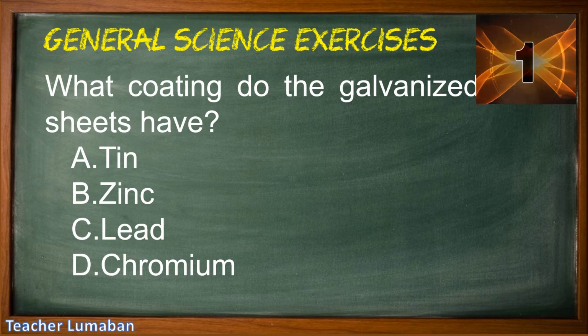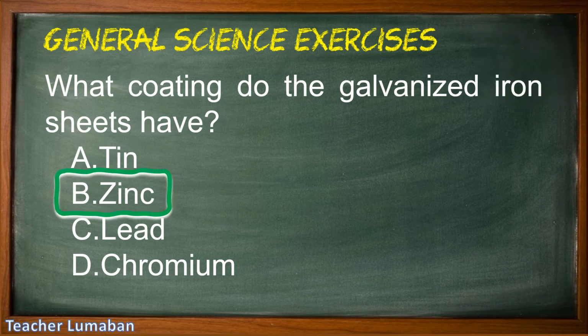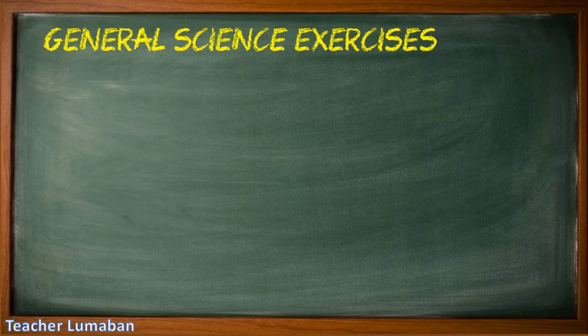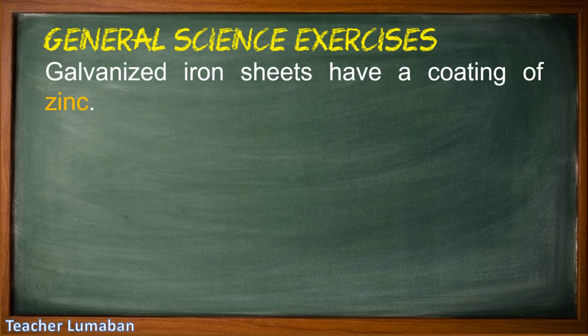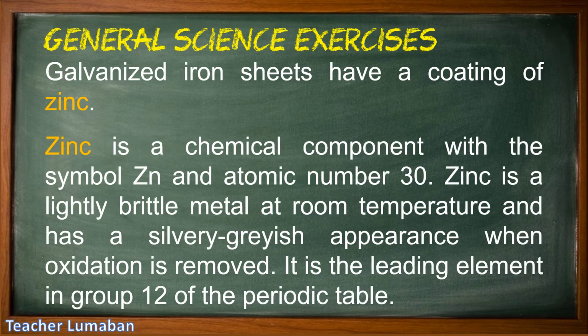The correct answer is letter B, zinc. Galvanized iron sheets have a coating of zinc. Zinc is a chemical element with the symbol Zn and atomic number 30. Zinc is a slightly brittle metal at room temperature and has a silvery-grayish appearance when oxidation is removed. It is the first element in group 12 of the periodic table.